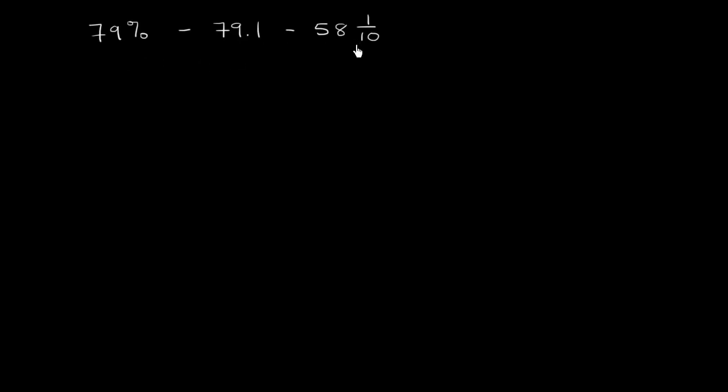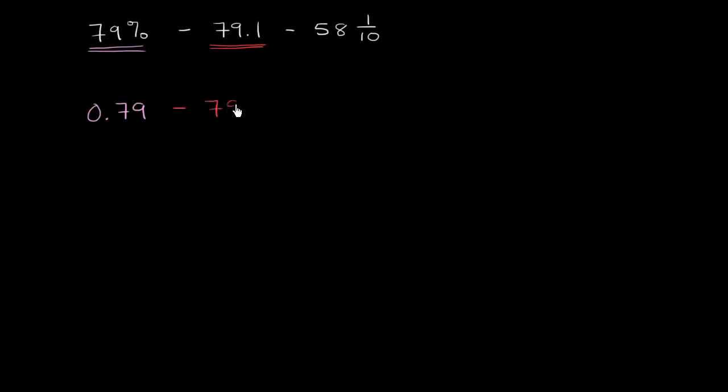And so to make sense of it, it's probably a good idea to get them all in the same format. And it seems like we could get all of these into a decimal format pretty easily. So let's go that way. So 79%, that literally means 79 per 100. If you wanted to write it as a fraction, it would be 79 over 100. But if you wanted to write it as a decimal, it's 79 hundredths, which we would write down as 0.79. Now, 79.1 is already written as a decimal, so we'll just write it again.